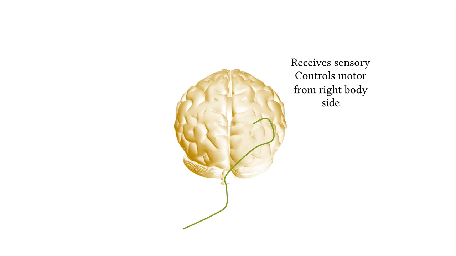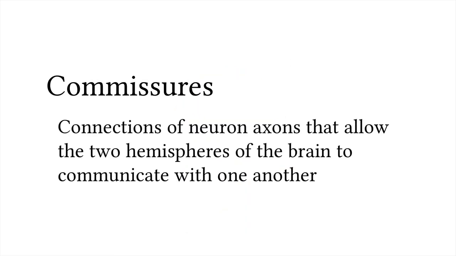But the hemispheres of the brain also share this information back and forth through structures called commissures. Commissures are connections of neuron axons that allow the two hemispheres of the brain to communicate with one another. The biggest commissure is called the corpus callosum, which I already talked about.